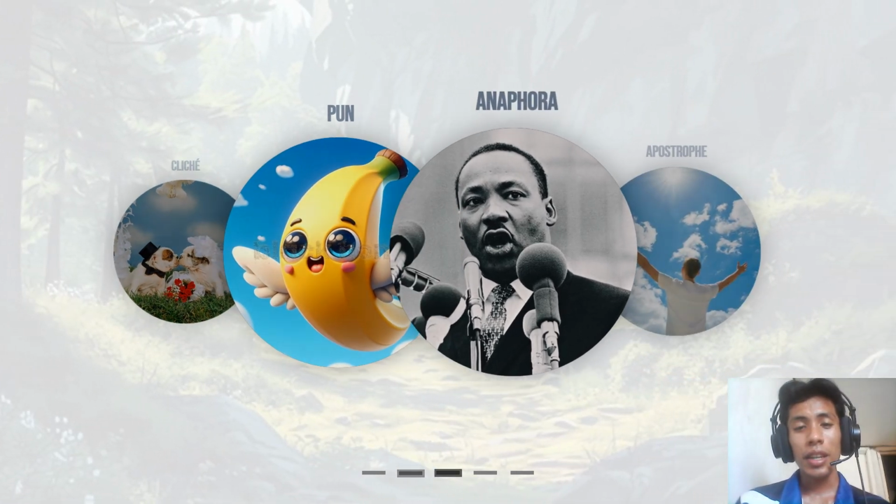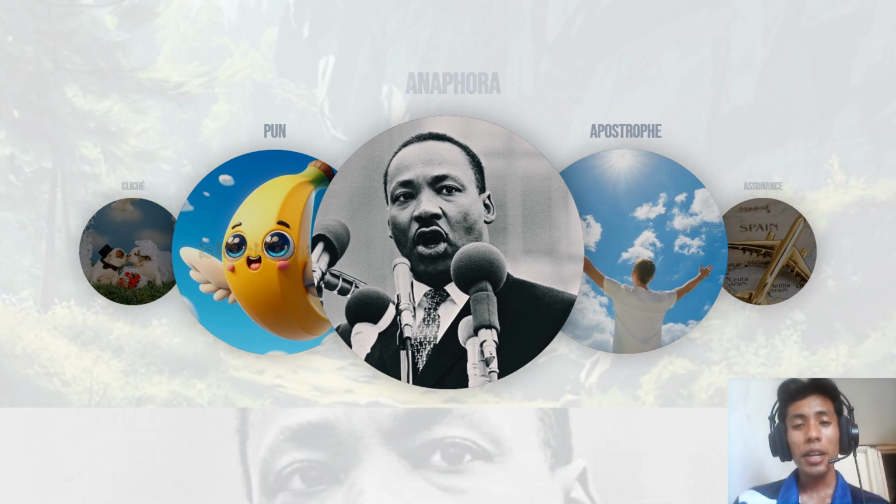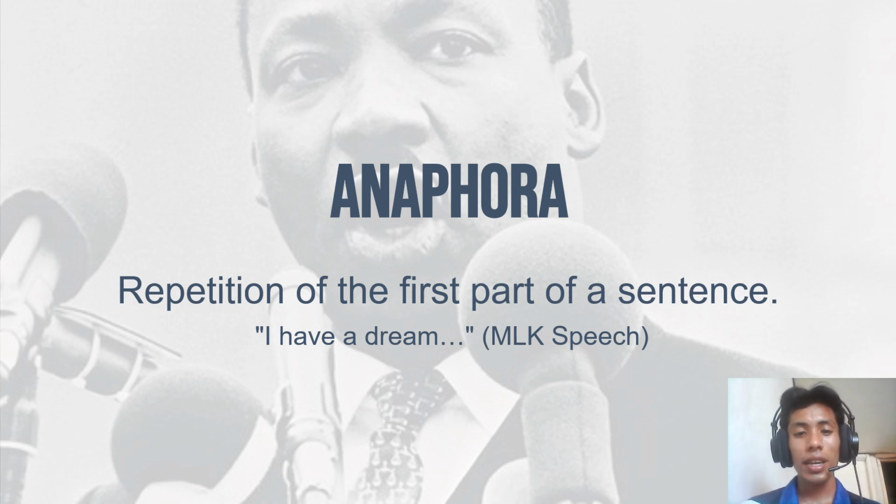The next one is what we call anaphora. Anaphora is the repetition of the first part of a sentence. For example: I have a dream. You can refer to MLK's speech. He always repeats the phrase I have a dream.